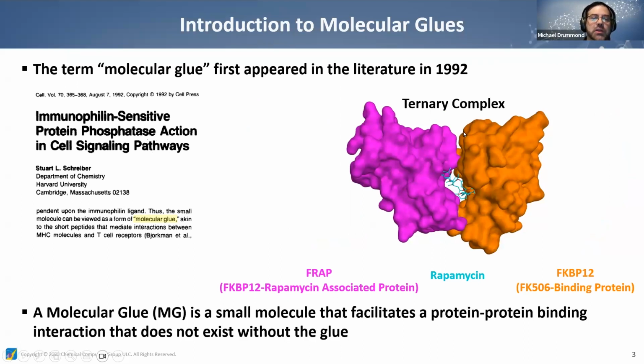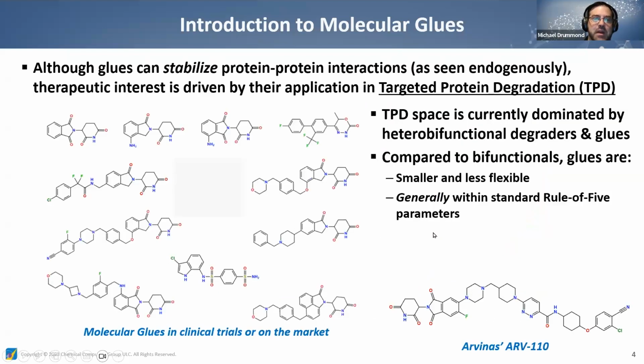And so they coined the term molecular glue, meaning a small molecule that facilitates a protein-protein binding interaction that otherwise wouldn't occur without the glue present. So you really are just gluing these two proteins together. Today, we know that glues can stabilize a protein-protein interaction, but the reason there's so much interest in this topic, particularly in therapeutics, is through their application of what's known as targeted protein degradation. And I'll explain what that is on the next slide.